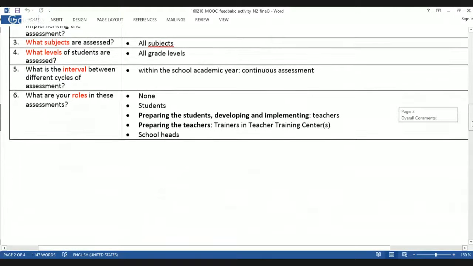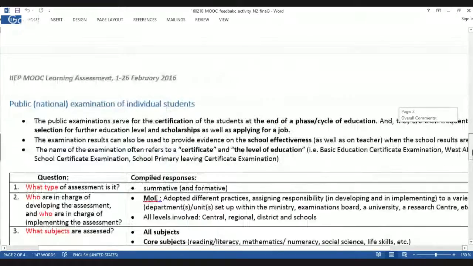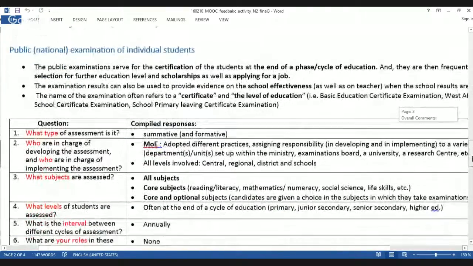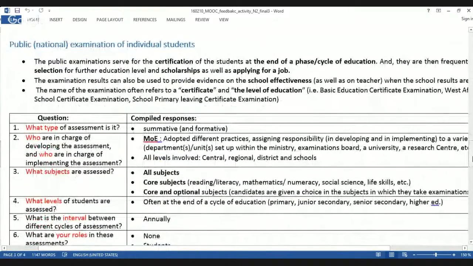The second type of assessment that has been described by the participants was what I call the public national examination, and this is for individual students. This type of examination serves for the certification of the students at the end of the cycle, usually.